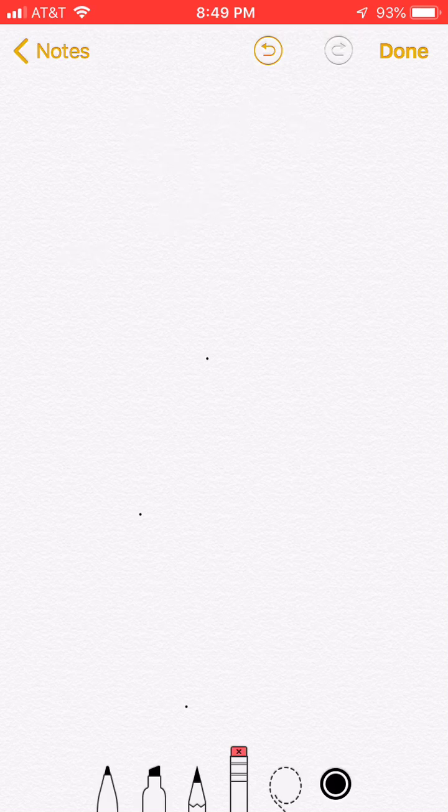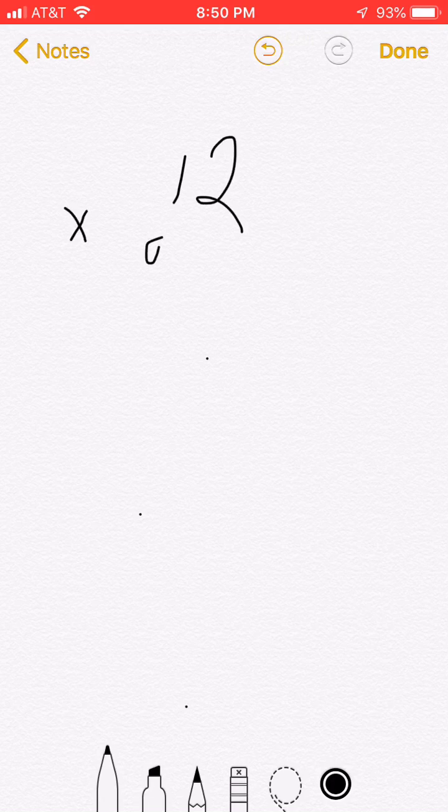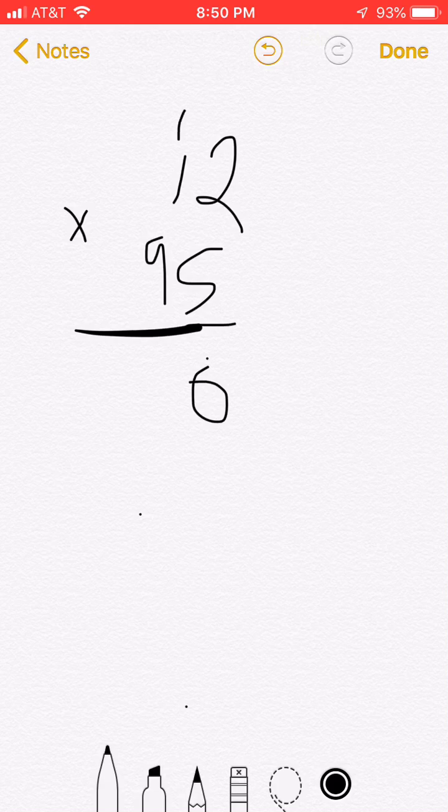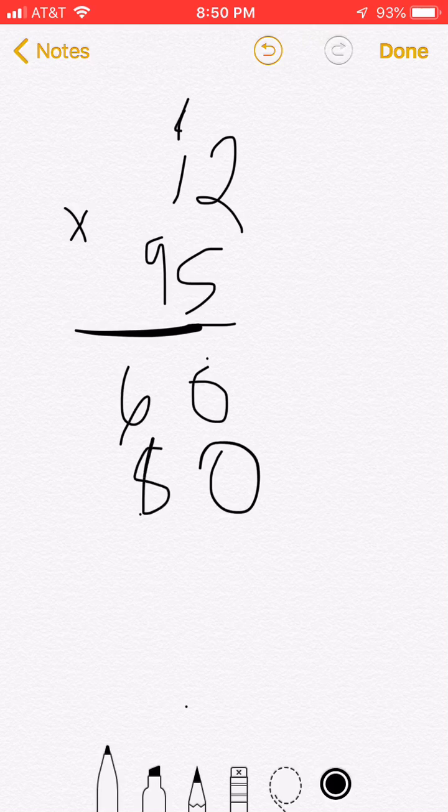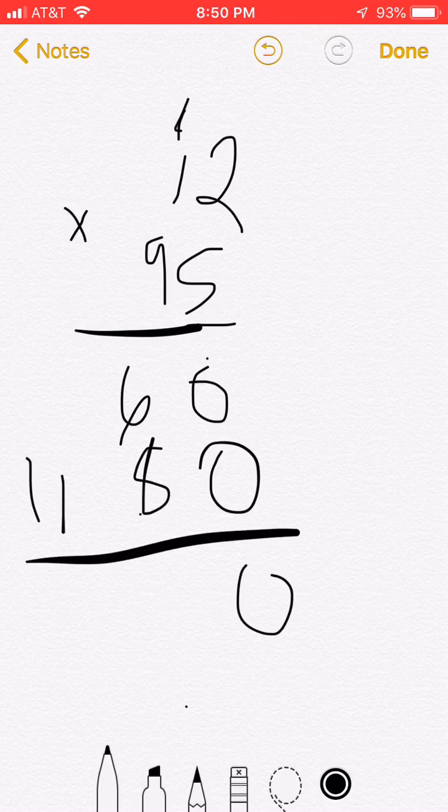Not lastly, but until I give you your first set of problems. We have 12 times 95. So 2 times 5 is 10. 5 times 1 is 6. I do it differently than the book. 9 times 2 is 18. 9 times 1 is 10, plus that is 11. Add them all up to get 1,000. Must have done something wrong there.